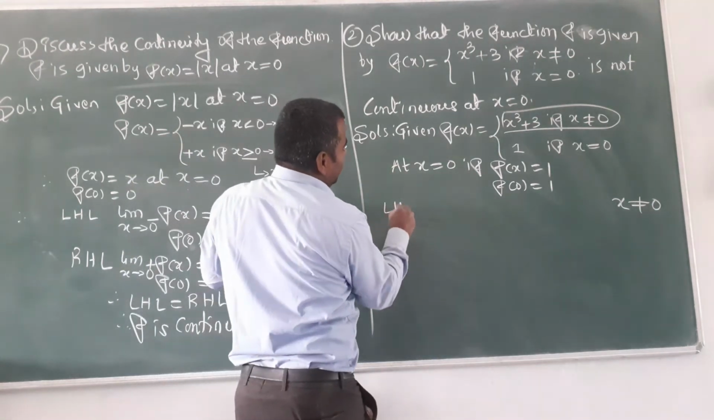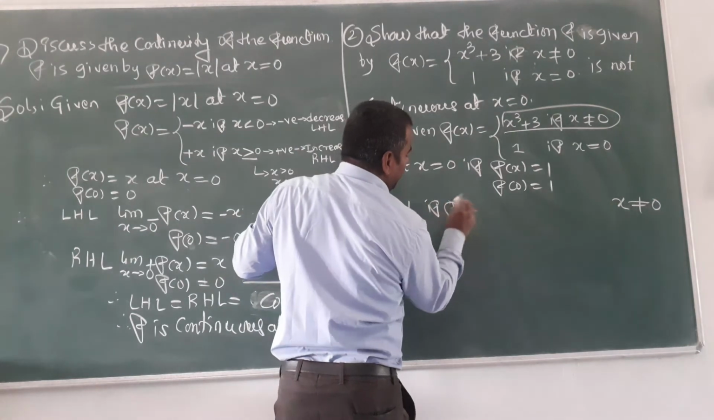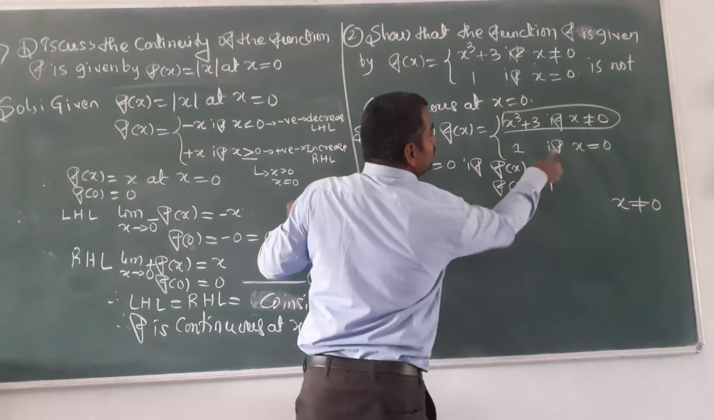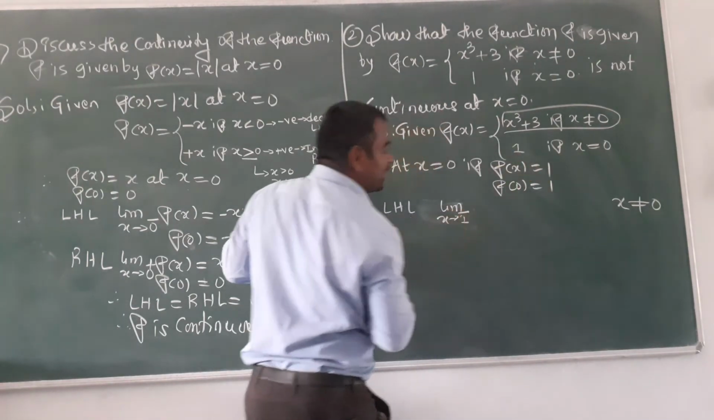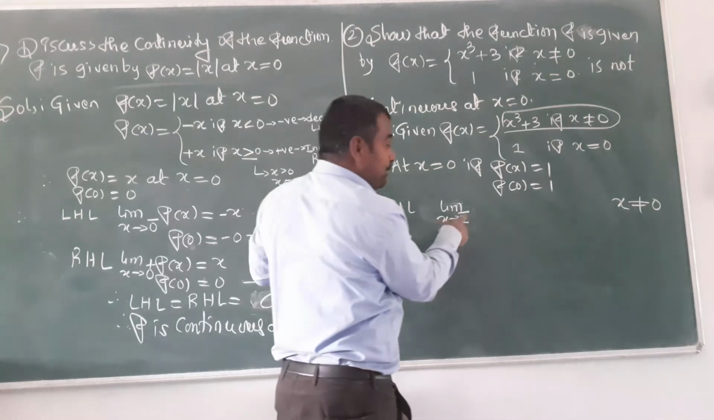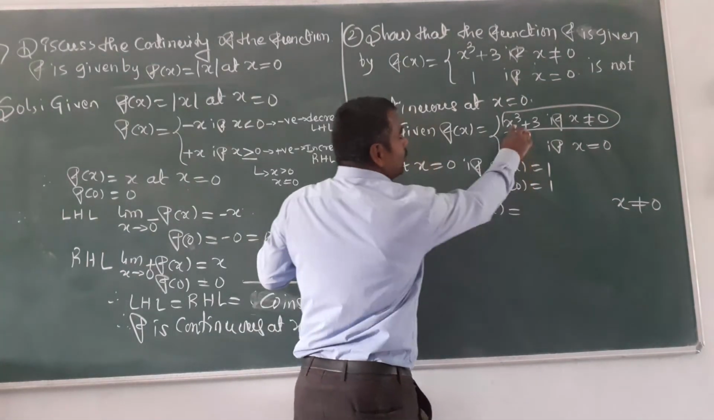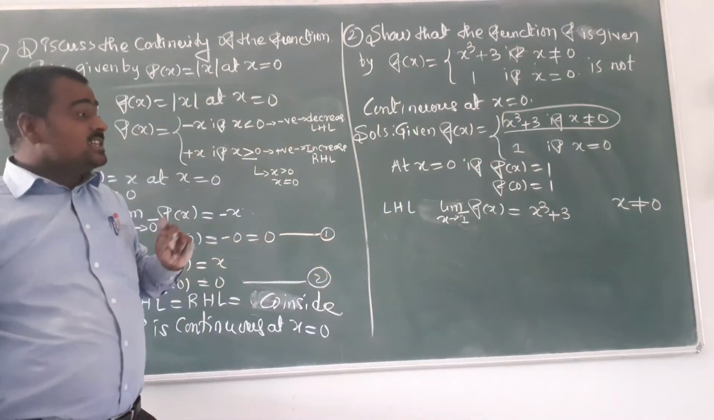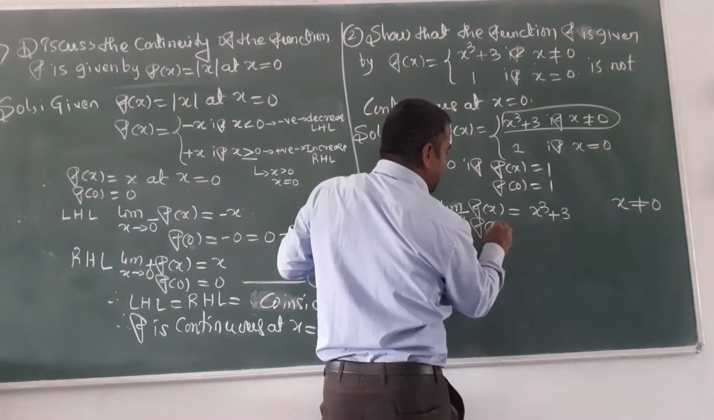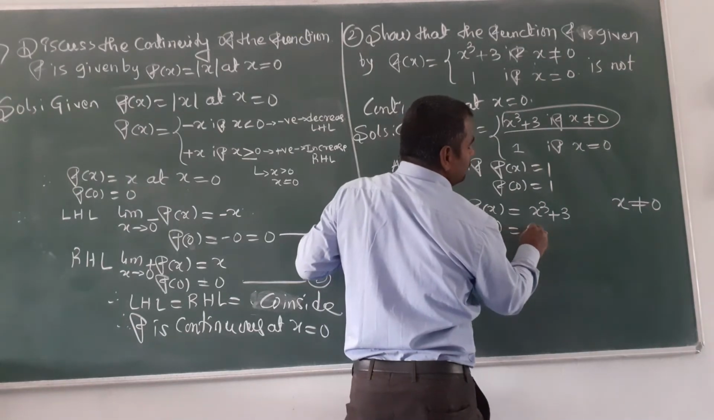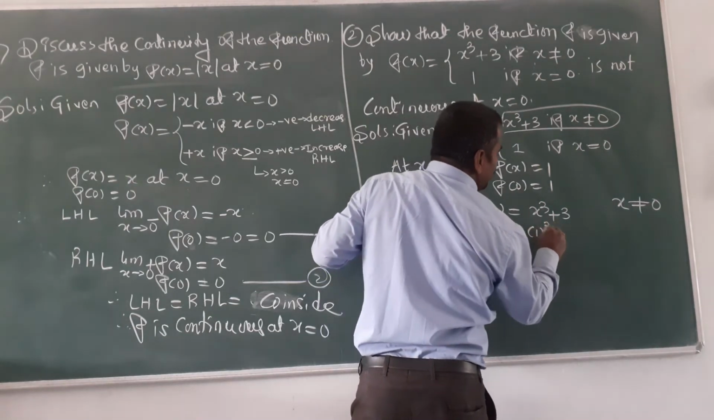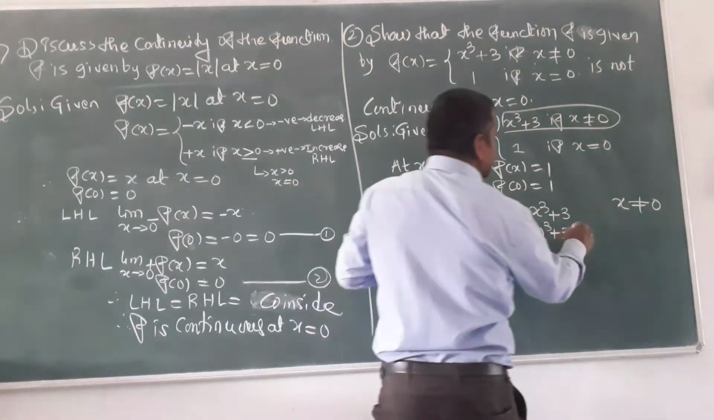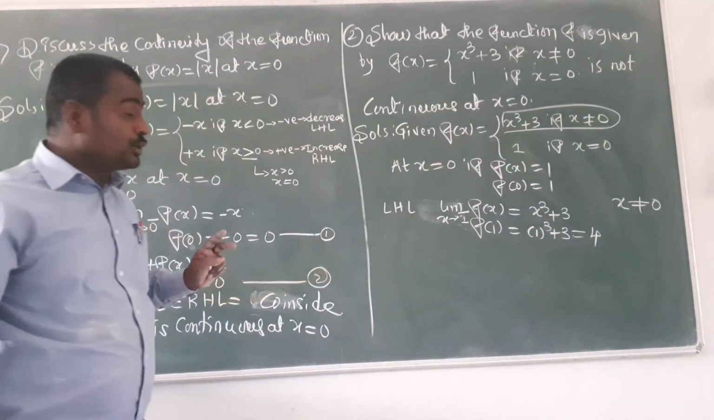Shall I take LHL, if f of x is applied for the limit x tends to, what is the value? So here at x 1 negative, right? Negative means left hand side. f of x, what is the value? So x cube plus 3, right? So it means apply f of 1, what is the value? 1 cube plus 3, right? Shall I take? Right? So negative is there.